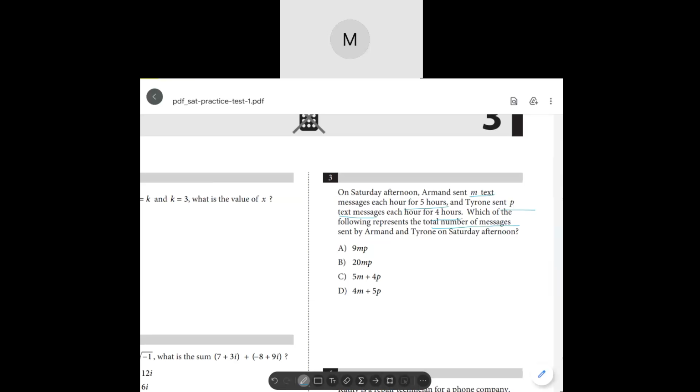They're asking me to find the total number of messages. If I'm sending M texts each hour for 5 hours, I'm sending 5M. If I'm sending P messages for 4 hours, I'm doing 4P. So the sum, the total number of messages, is going to be this. And I get my answer as C. Again, don't need to read the whole question. Try to take out the important pieces from the question and piece them together to get to your answer. Let's move to the next one.